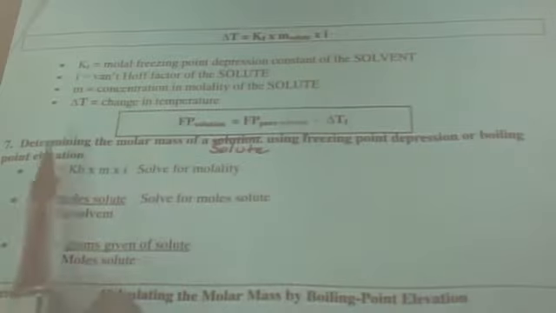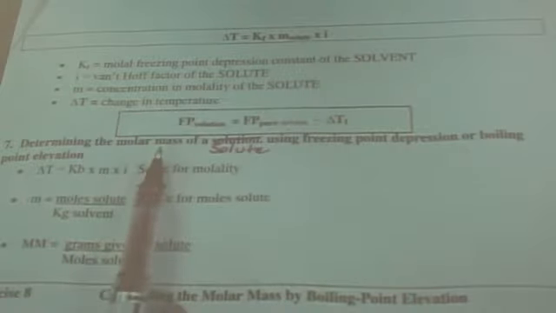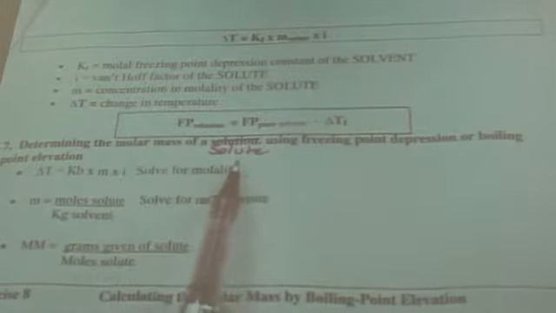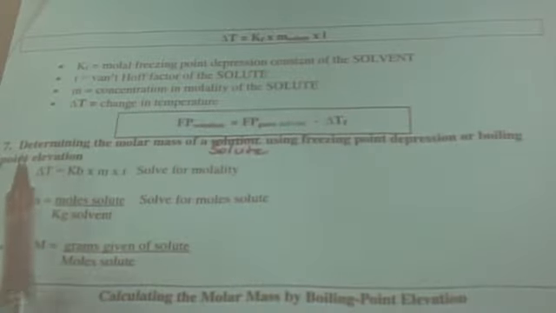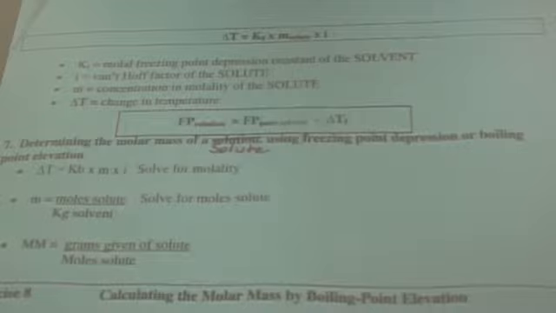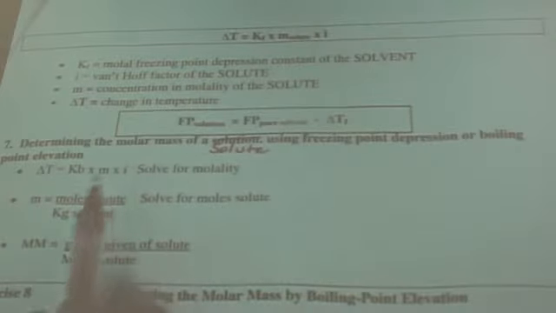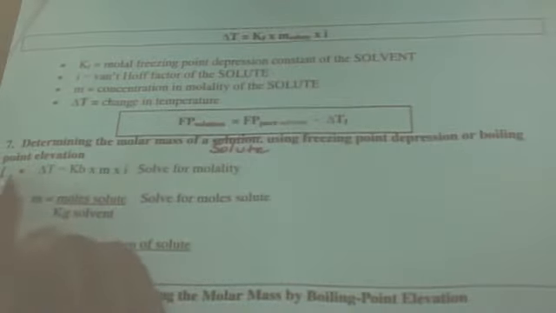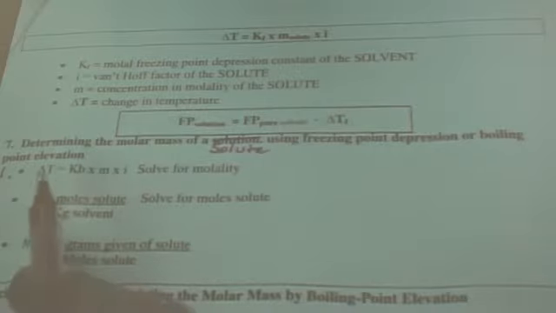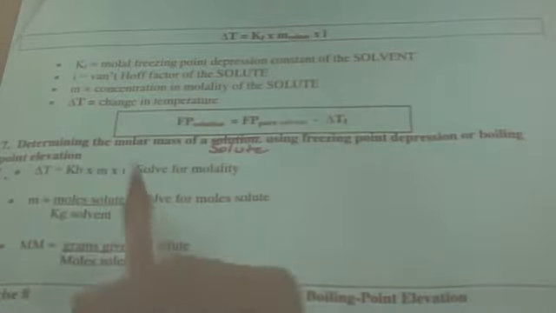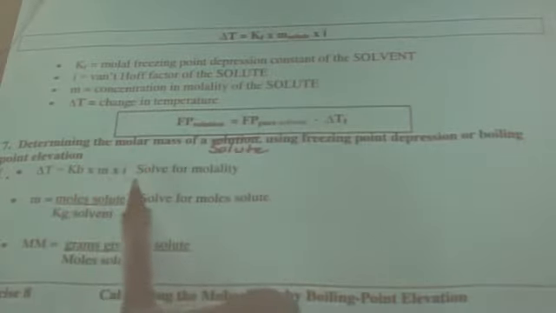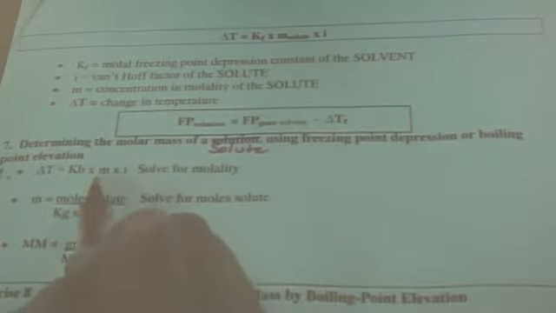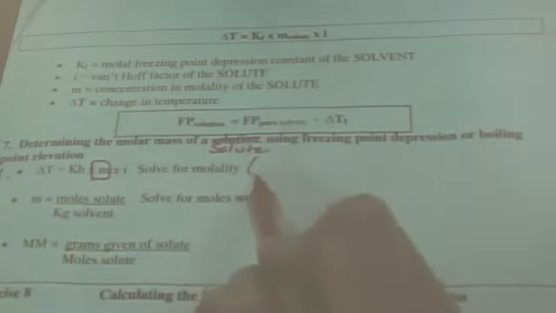It's really useful to be able to determine the molar mass of a solute using the freezing point depression or the boiling point elevation. And in order to do this, these are the steps that you would take. Number one, using your equation that the change in temperature is equal to the molal boiling point constant times molality times i, solve for molality, the molality of the solute.